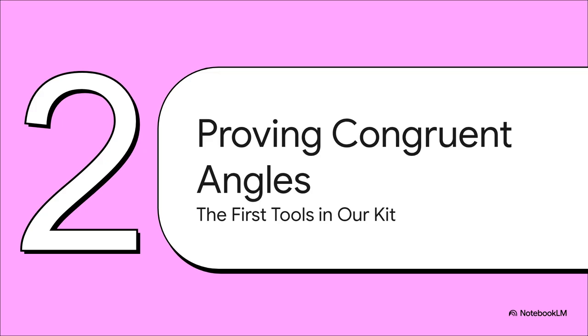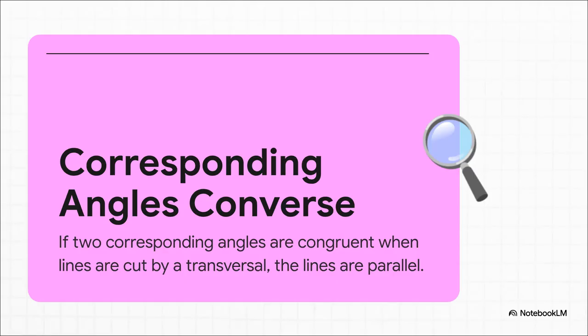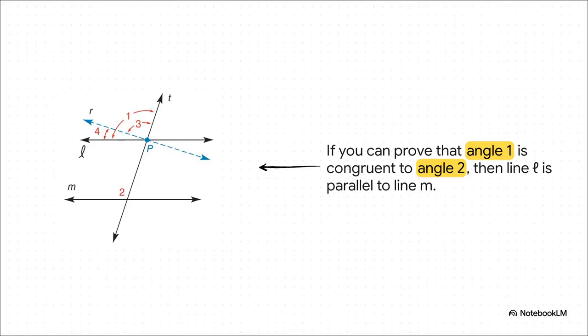The first set of tools we're going to look at all hinge on one key idea: finding pairs of angles that are congruent. And remember, that just means they have the exact same measure. Okay, tool number one is called the corresponding angles converse. And the logic here is super straightforward. If you can find just one pair of angles that are in corresponding spots and you can prove they're equal, boom, you're done. The lines are parallel. It's that simple. So let's see this in action.